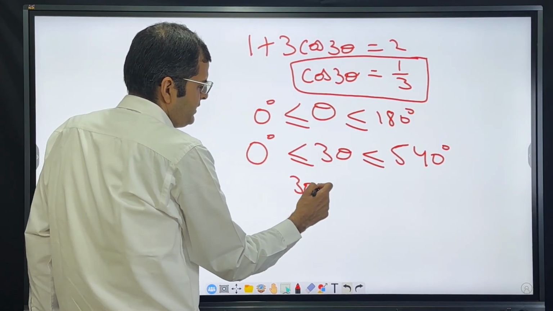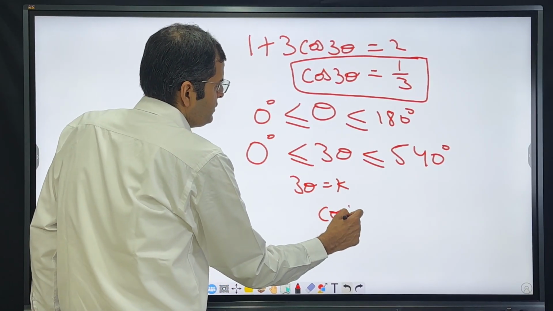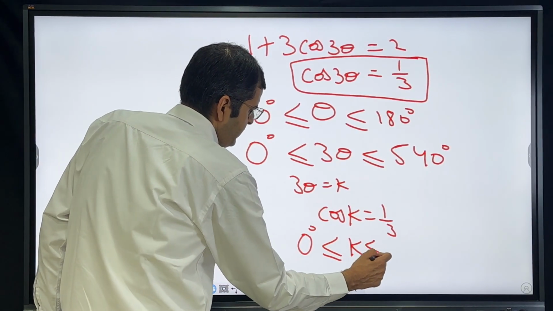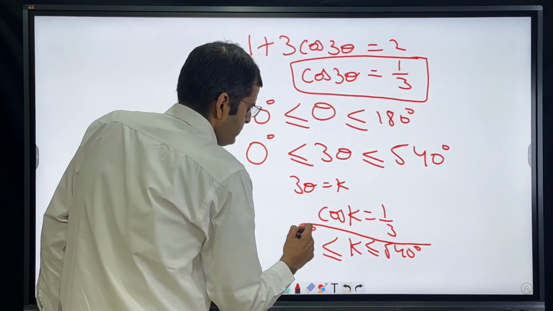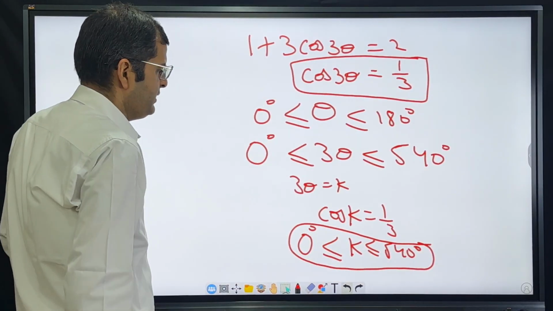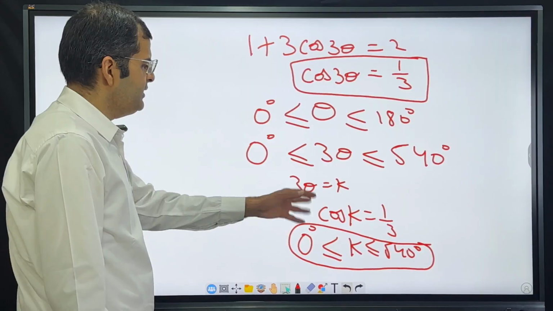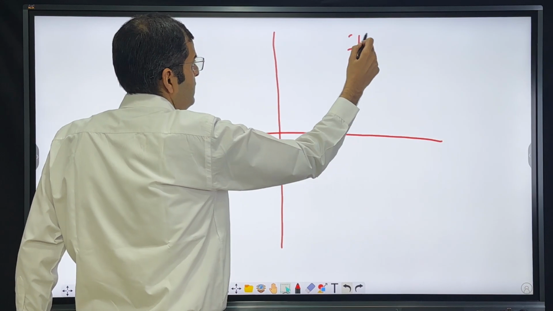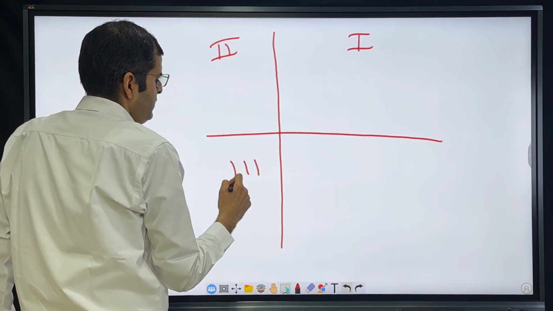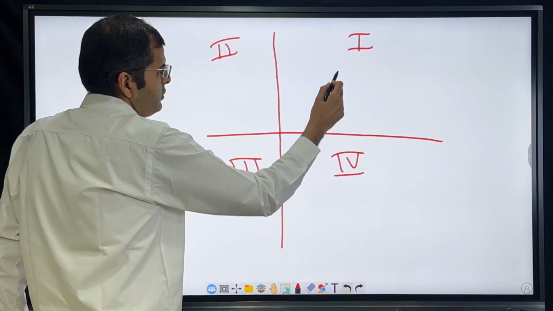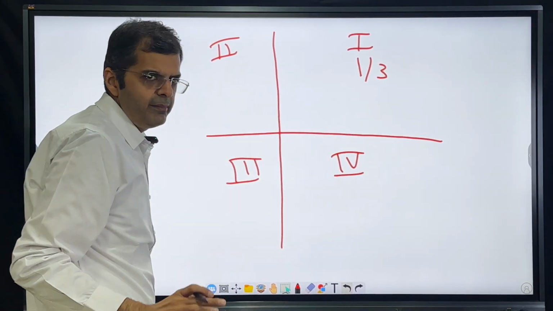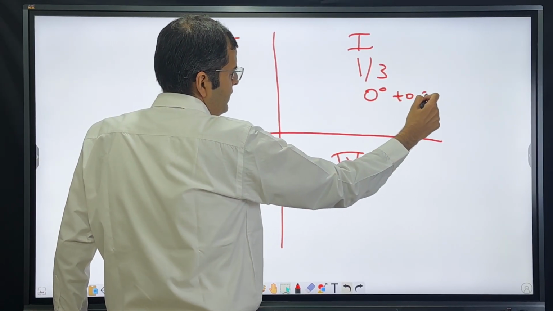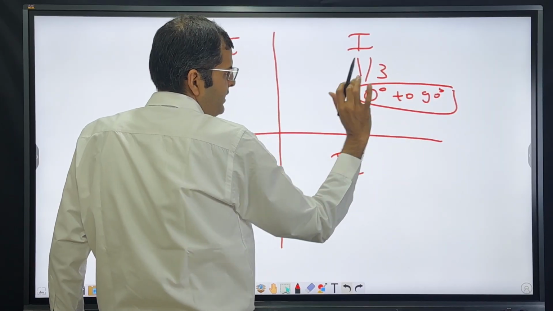Or I can now say, let's say 3 theta is equal to k. So cos of k is equal to 1 by 3, such that k lies between 0 degree and 540 degree. So how many values of k will satisfy such that it lies between 0 degree and 540 degree, such that cos k is 1 by 3. So now if I look at the quadrants, this is first quadrant, second quadrant, third quadrant and fourth quadrant. So cos will be 1 by 3 in the first quadrant. That is possible. Okay, that value lies between 0 degree to 90 degree. So I get one of the value between 0 degree and 90 degree.